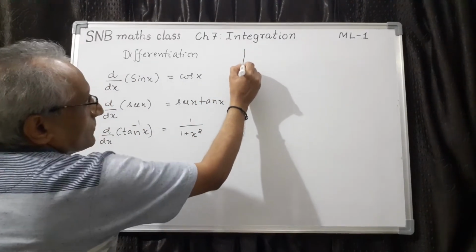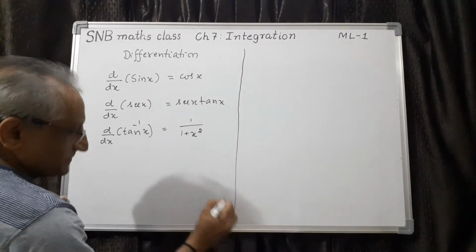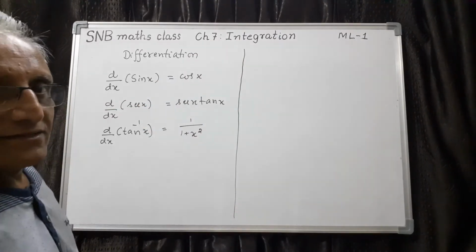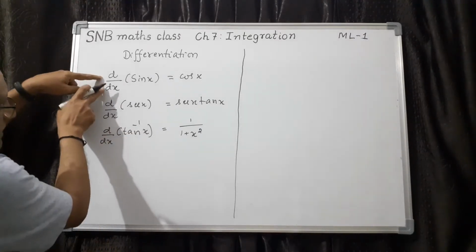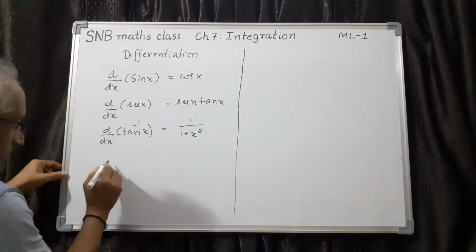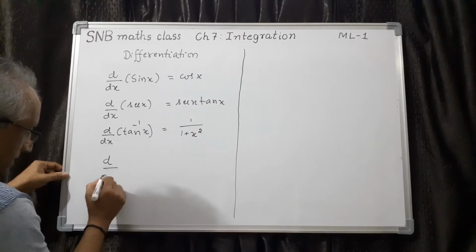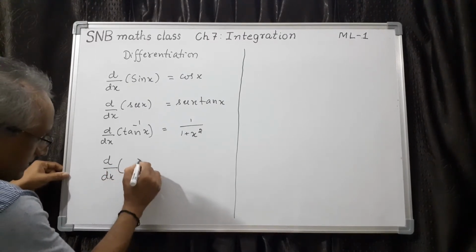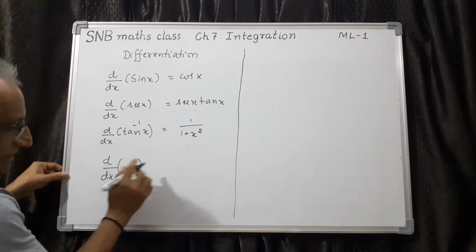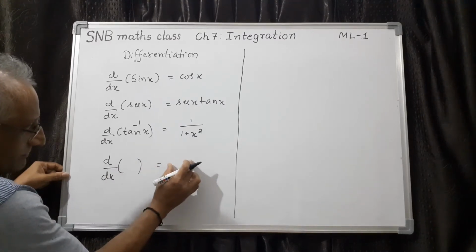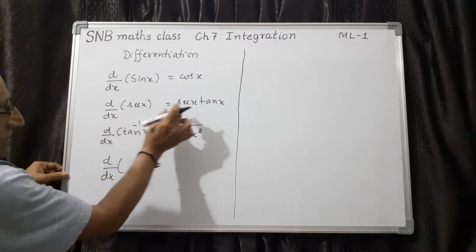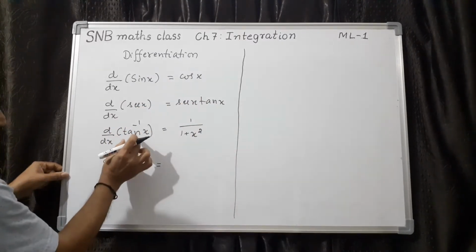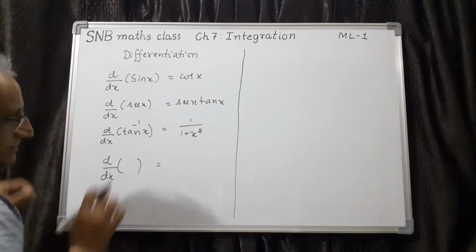Now what is integration? What you have to think is, d by dx you can imagine as an operator. D by dx of something you put here, then you get some other function. When you put sin x, you get cos x. Secant x, you get secant x tan x. Tan inverse x, you get 1 by 1 plus x square.